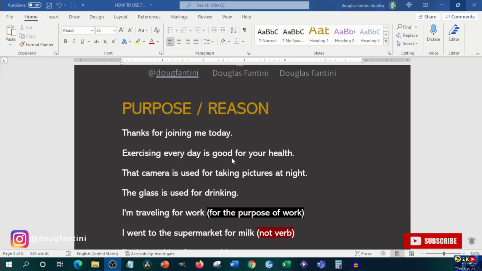Exercising every day is good for your health. So why is exercising good? It is good for your health, or for my health, or for somebody's health, okay? So this is the reason or the purpose, okay?